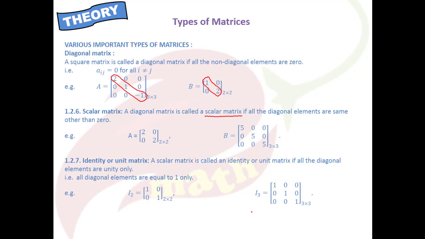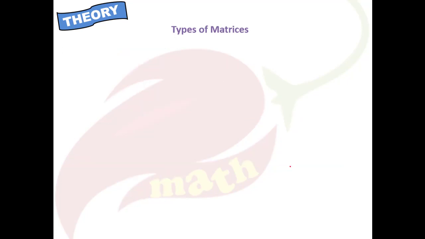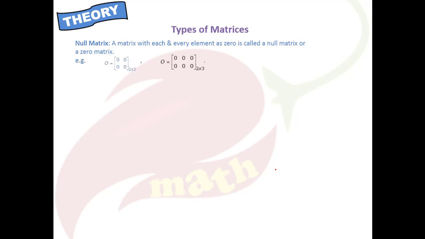Next we have the null matrix. A matrix with each and every element as 0 is called a null matrix or a zero matrix. For example, all the elements are 0.